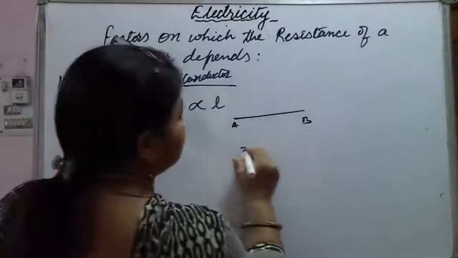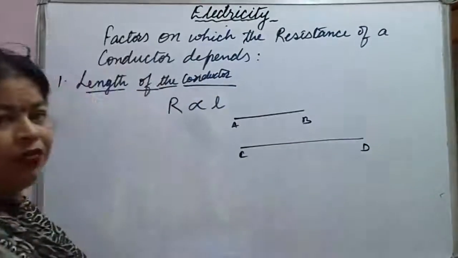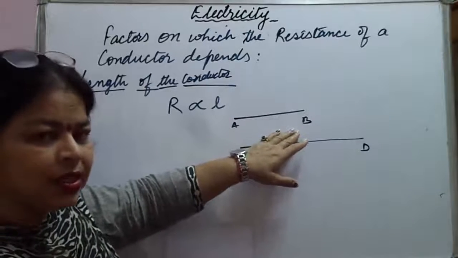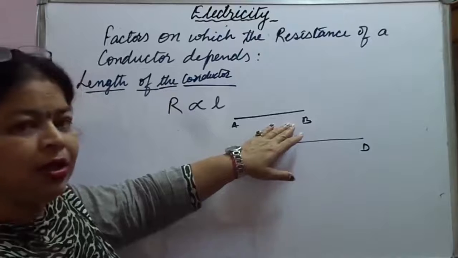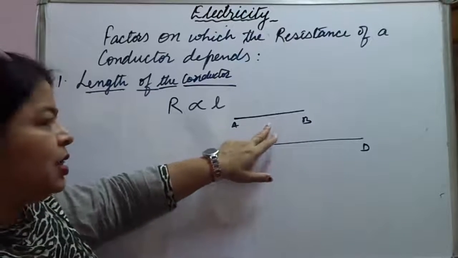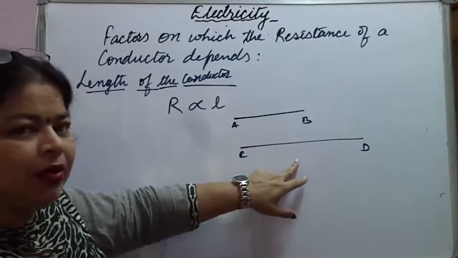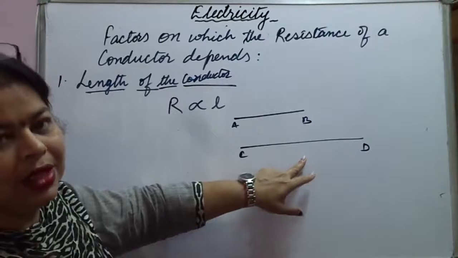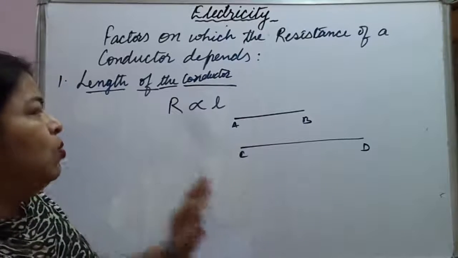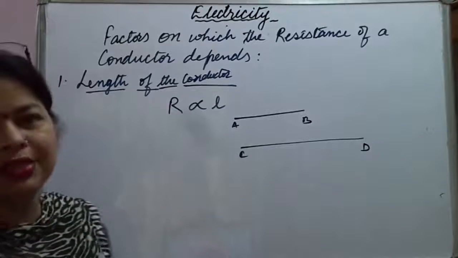So if the length is increased to this, say CD, in which do you think more of the collisions will take place, more of the resistance will be produced? More the length, more is the resistance. So AB, this length, as compared to CD, this length, in which more of the resistance will be developed? It will be developed in this one. Why? Because this is longer than this one. So more the length, more is the resistance, less the length, less is the resistance.